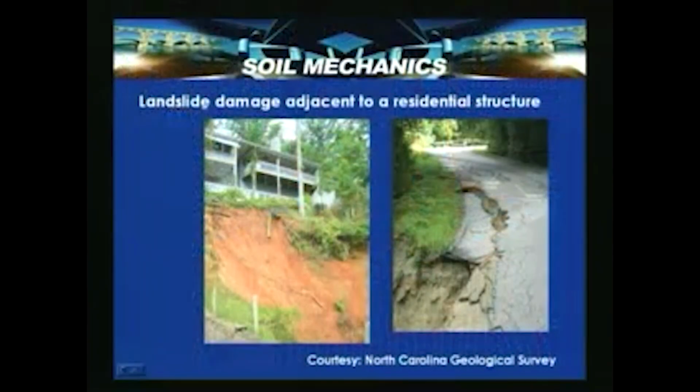Similarly, this picture shows landslide damage adjacent to a residential structure. You can see there is a building very close to the slope, and the surrounding slope fails. So, the building at the crest of the slope can be subjected to distress because of the slope failure, which can induce a failure or overtopping of the building also.